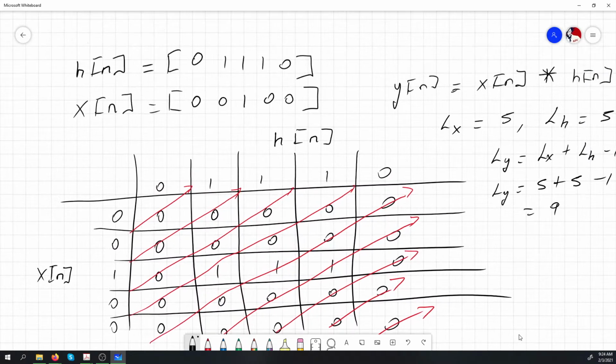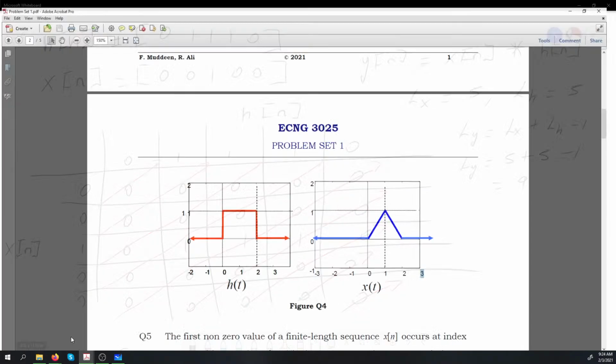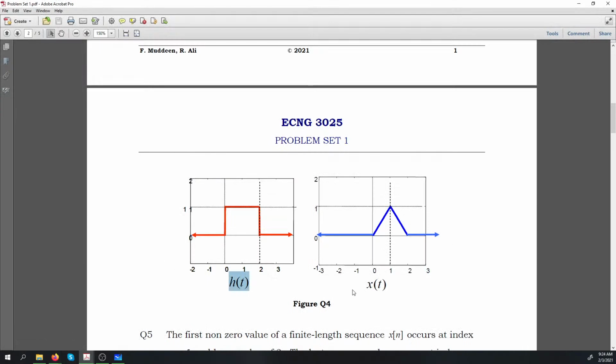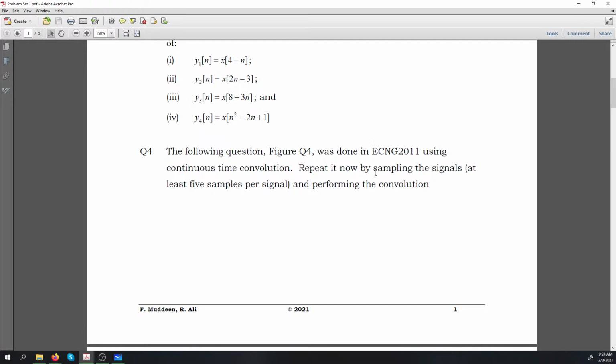Yeah, sure. Remember, we started here with our h of t and our x of t continuous time signals. No, we don't need to draw y of n. The h of t and x of t signals are continuous time, and the question asks us to perform the convolution in the discrete time domain, and as such, we need to sample these signals accordingly.